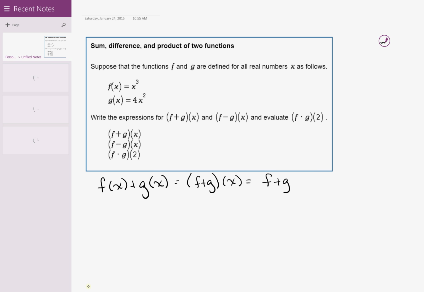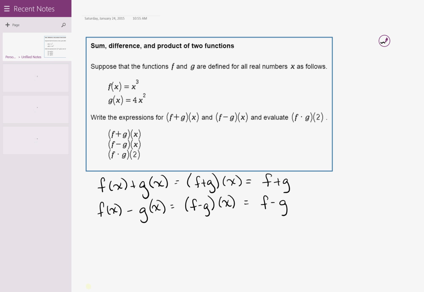Traditionally, we use x. It is also true that f of x minus g of x is equal to f minus g of x, and that is sometimes written just f minus g.